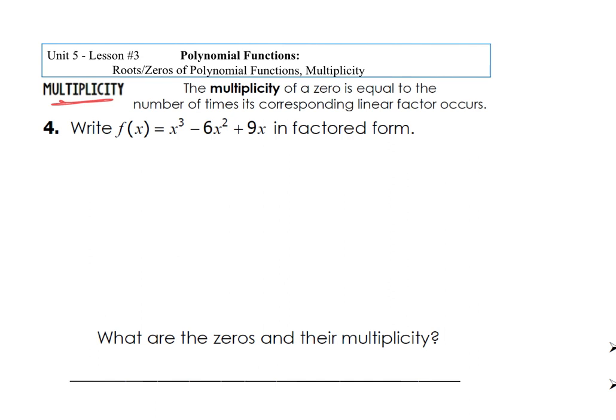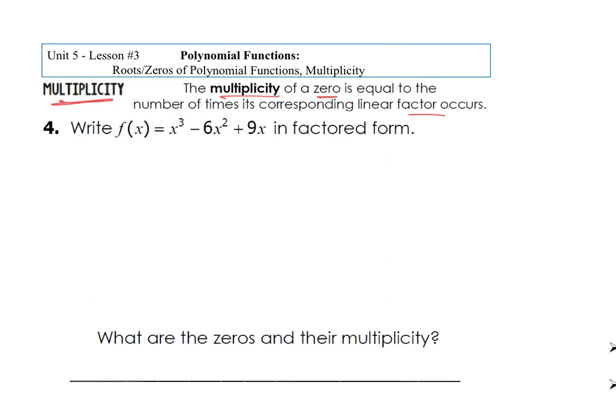Multiplicity right here. It says the multiplicity of a 0 is equal to the number of times the corresponding linear factor occurs. And really, it's whatever the exponent is attached to our x or our grouping, the factor. And that tells us the multiplicity. And then we'll learn what the multiplicity tells us about the graph. So let's just start and see what that all means.